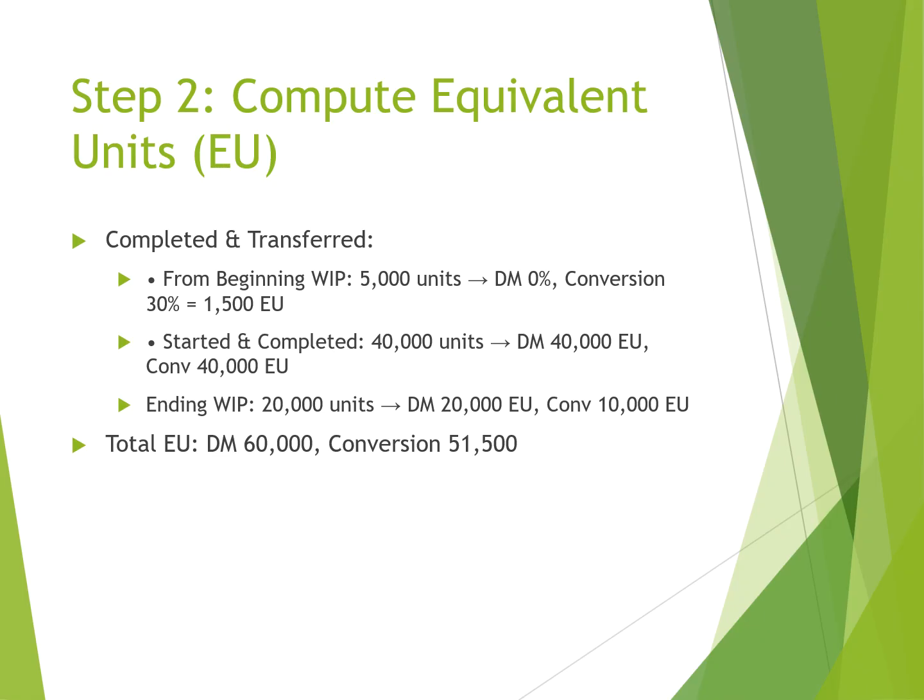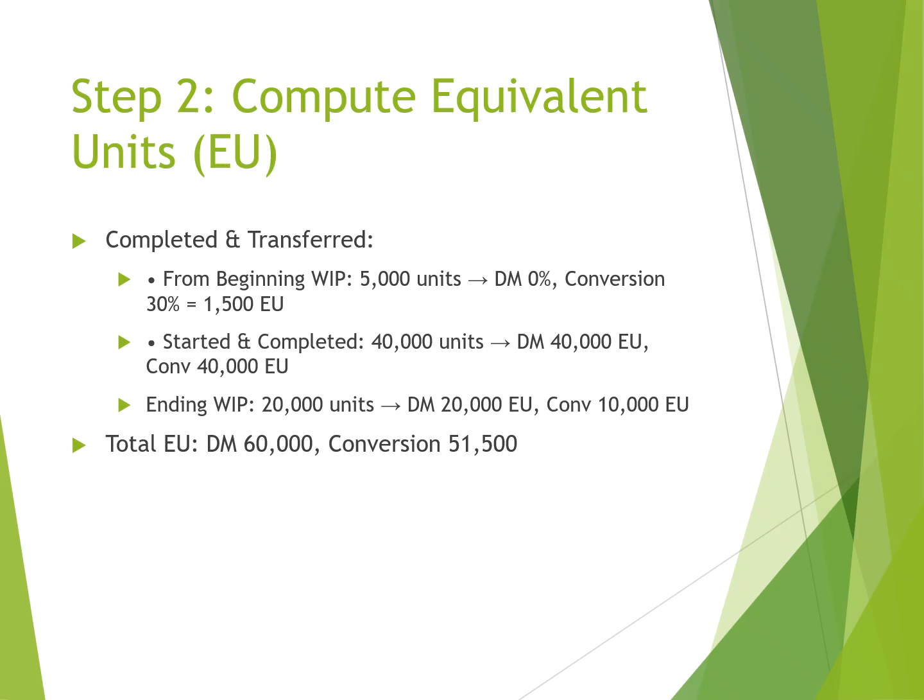Finally, ending working process has 20,000 units. Materials are 100% complete and the conversion is 50% complete. So that gives us 20,000 EU for materials and 10,000 for conversion.